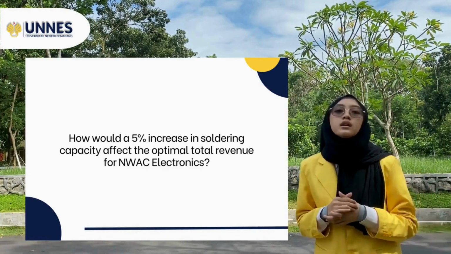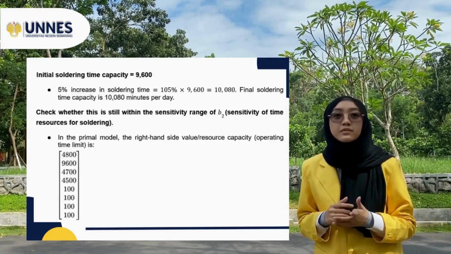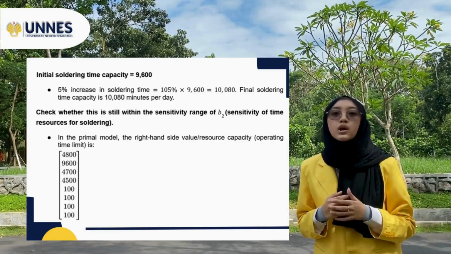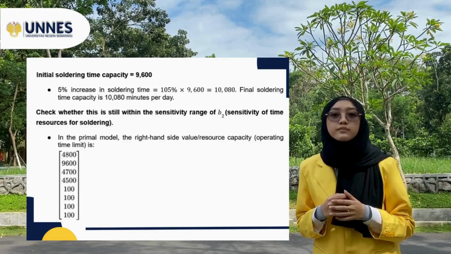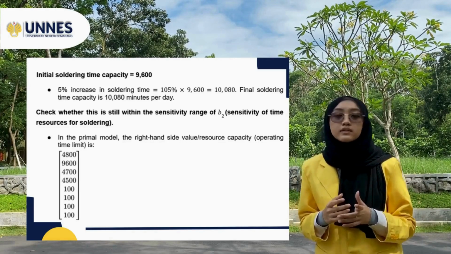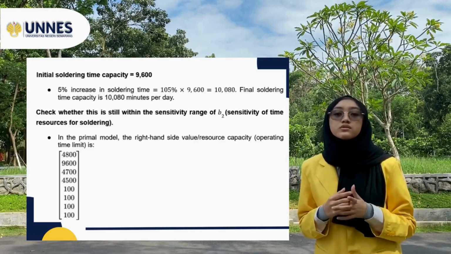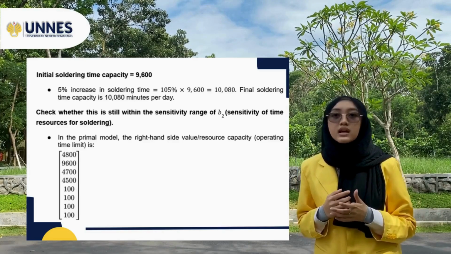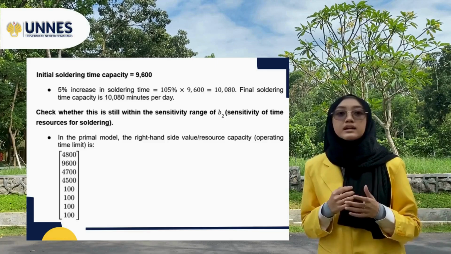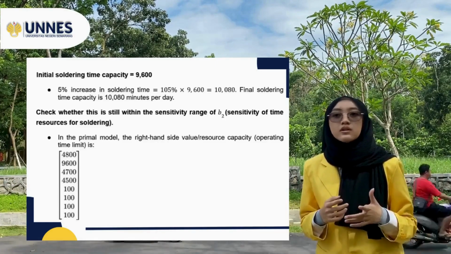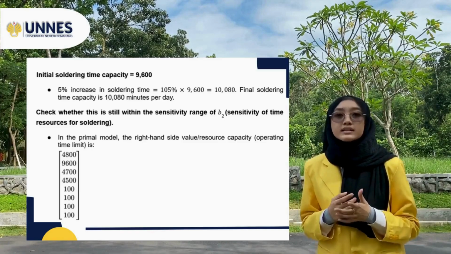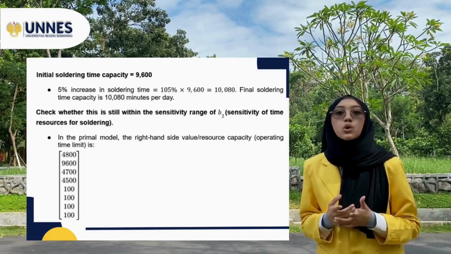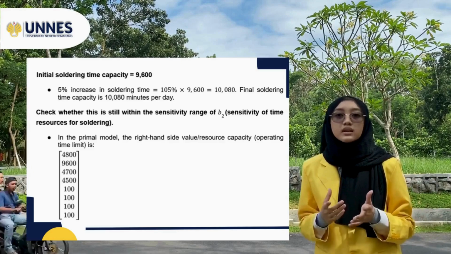The first step, we must note that the initial soldering time capacity is 9,600, and then we increase it 5%. It will be equal to 105% multiplied by 9,600, which equals 10,080. So the new soldering time capacity is 10,080 minutes per day. And then we must check whether this is still within the sensitivity range.